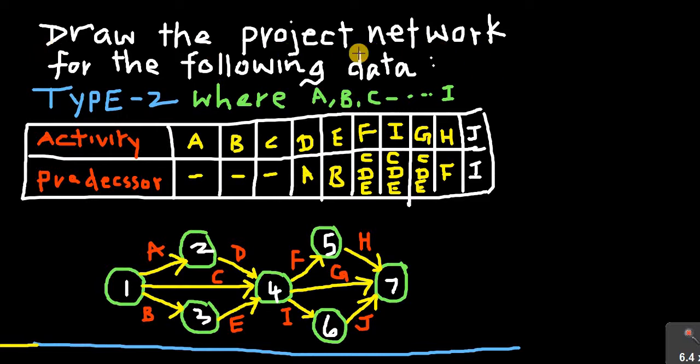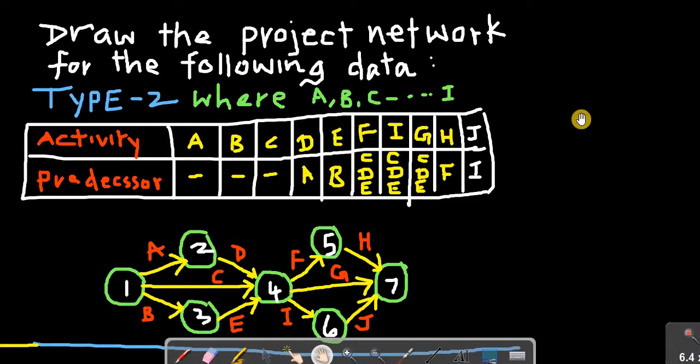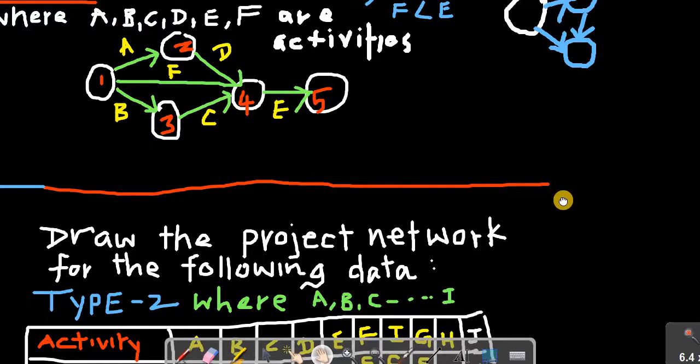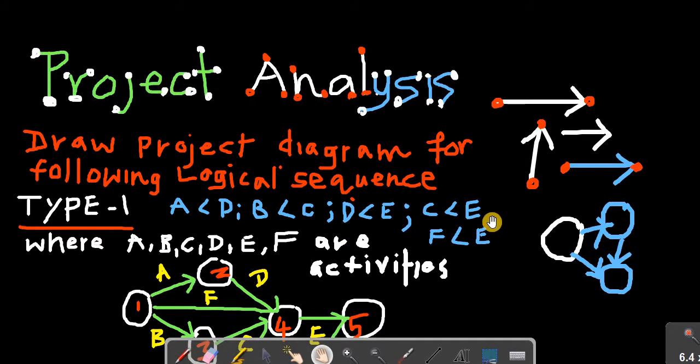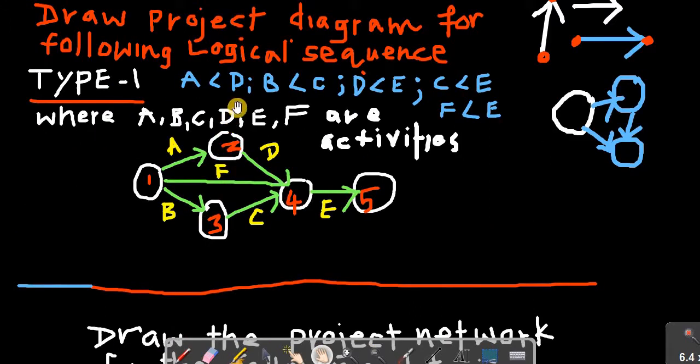Okay, project network. Now again, in the previous problem, as we have discussed earlier, I was taking this particular problem. Whether you remember or not, I don't know. This is what I was discussing to you. Here, the logical sequence was given like this. Am I correct? A should be finished before D, and B should be finished before C, like that.